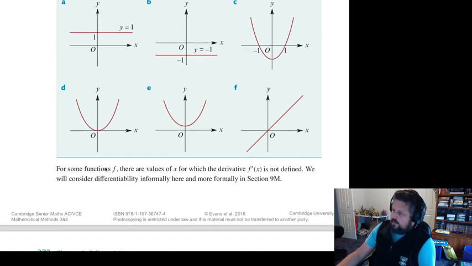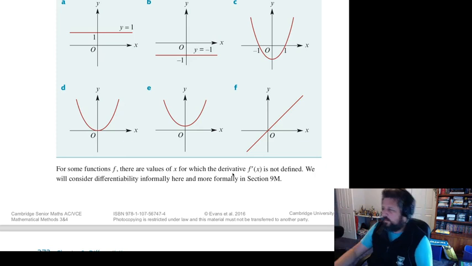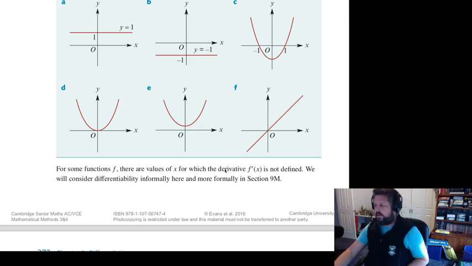Alrighty, it says for some functions f there are values of x for which the derivative f dash x is not defined. It says we'll consider differentiability informally here and more formally in section 9M. So don't panic about this too much. We'll have a chat later on down the track.